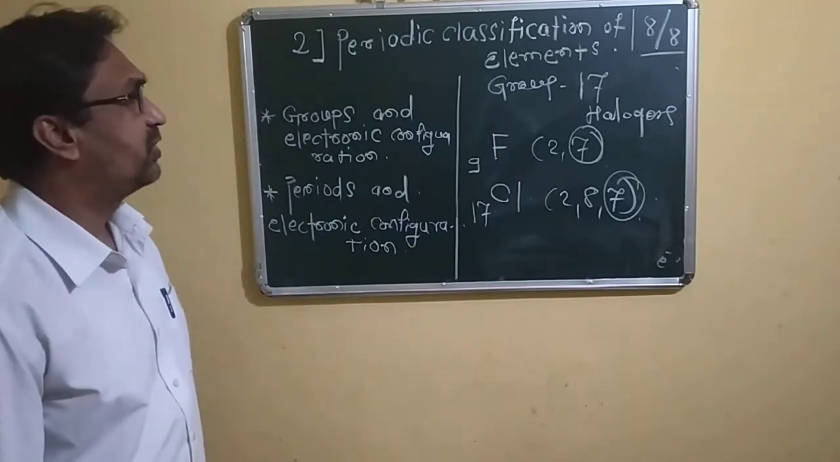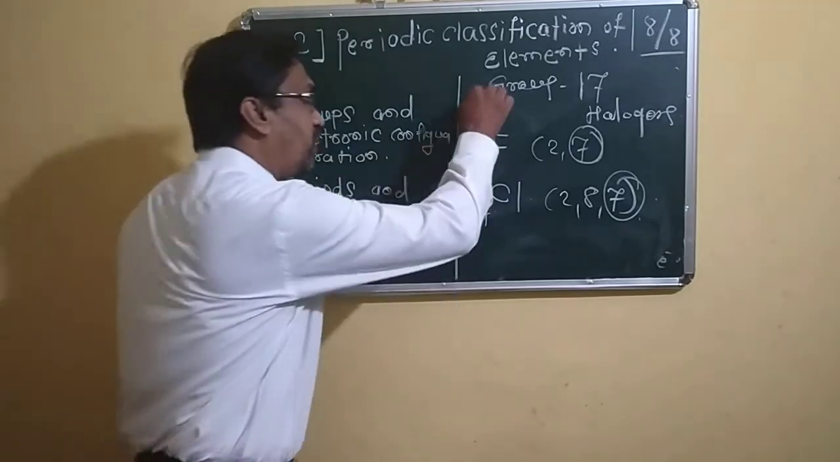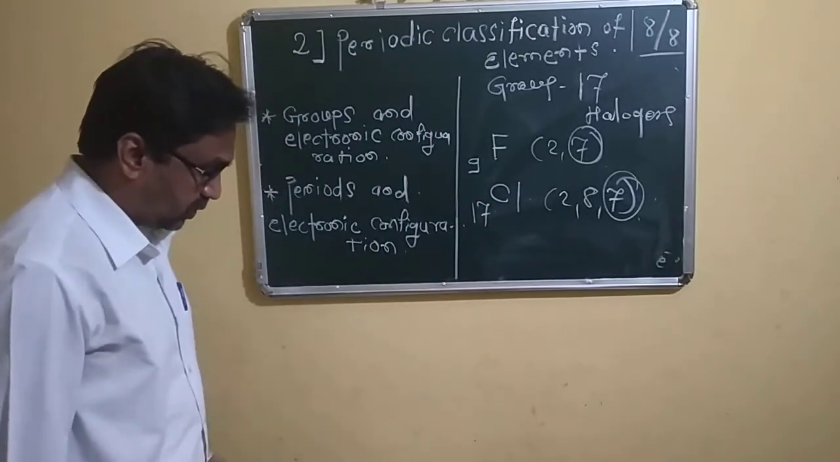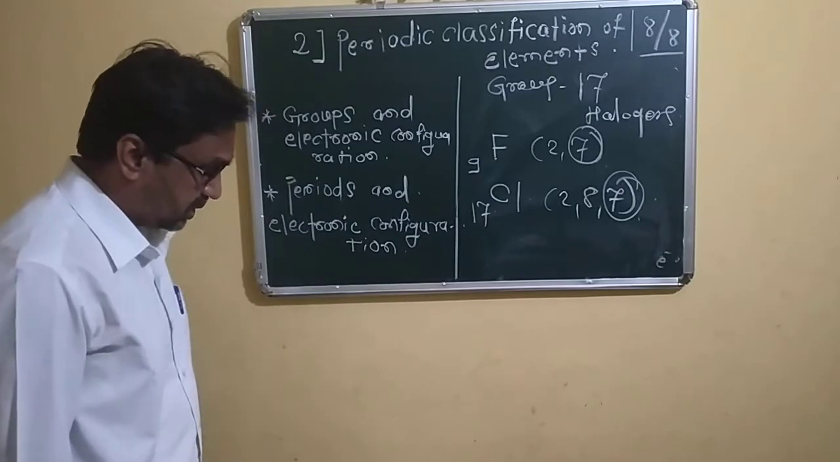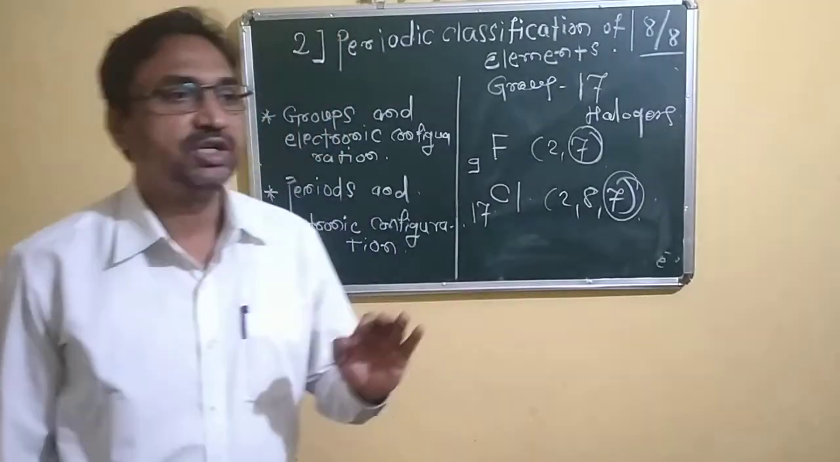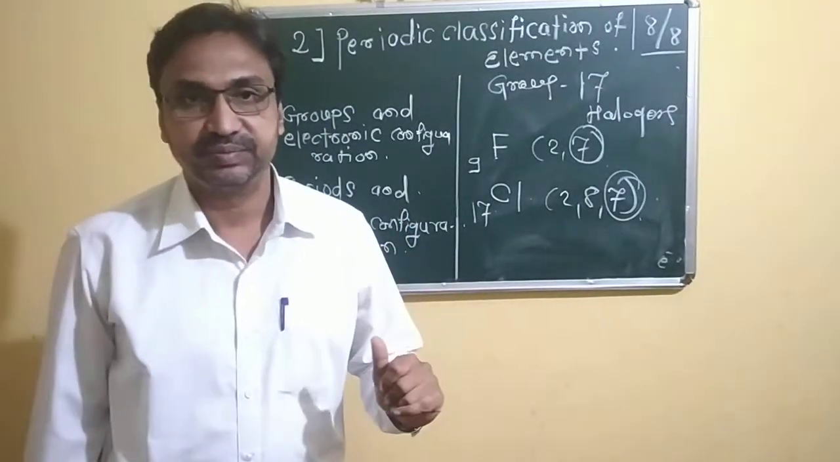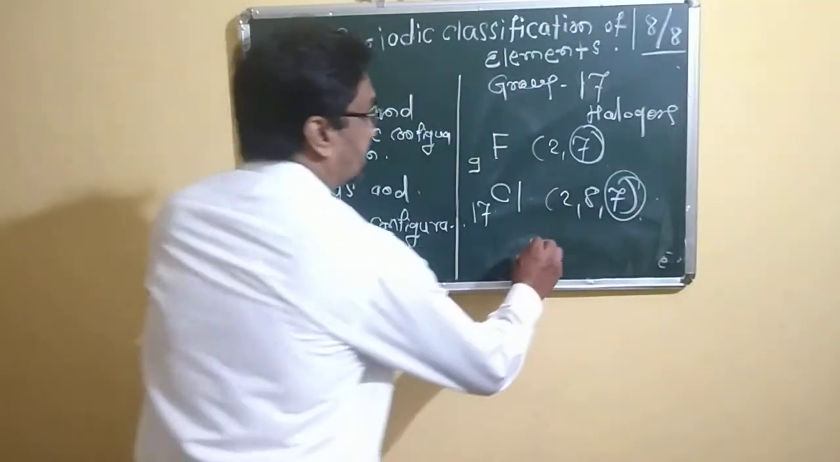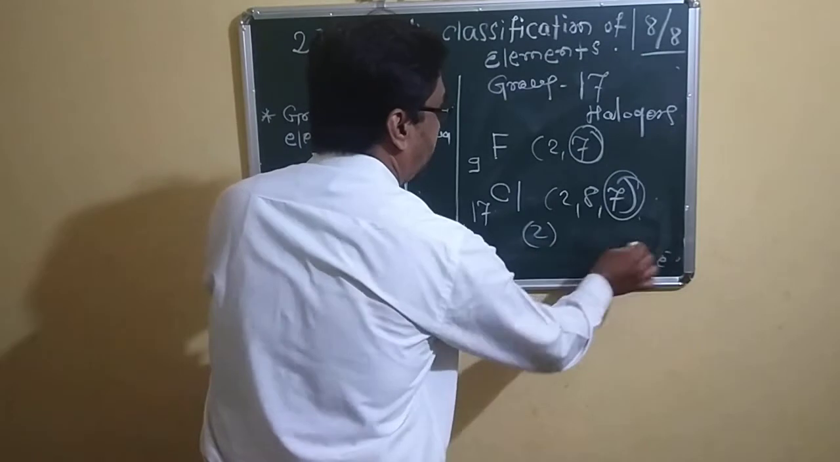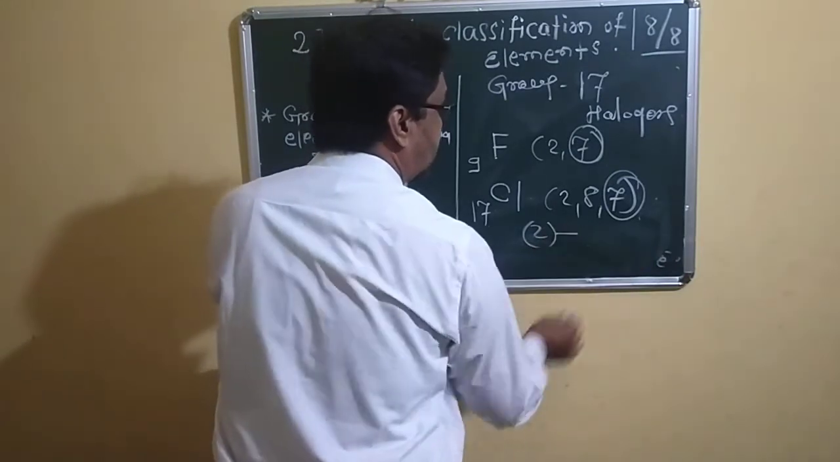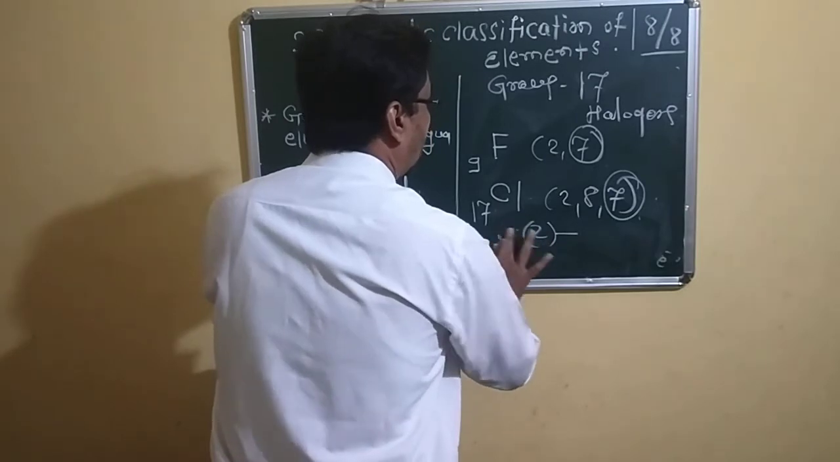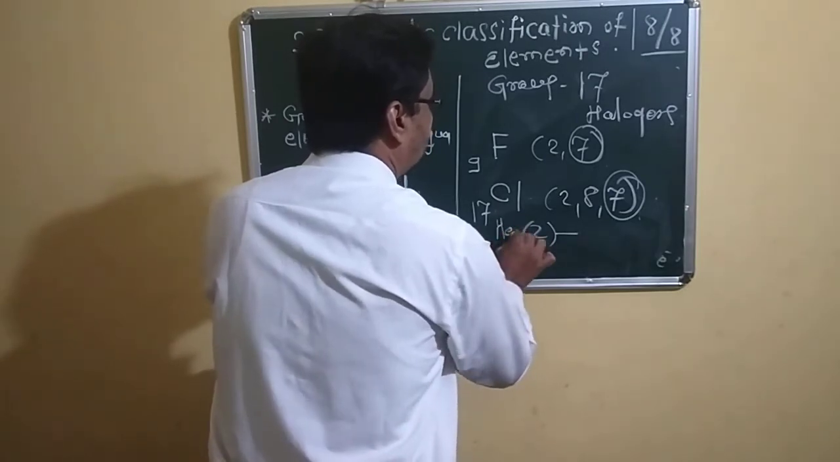Only what I have to find out is, going from top to bottom, there is an addition of shells. That means in the first period only one shell is there, that is of helium.